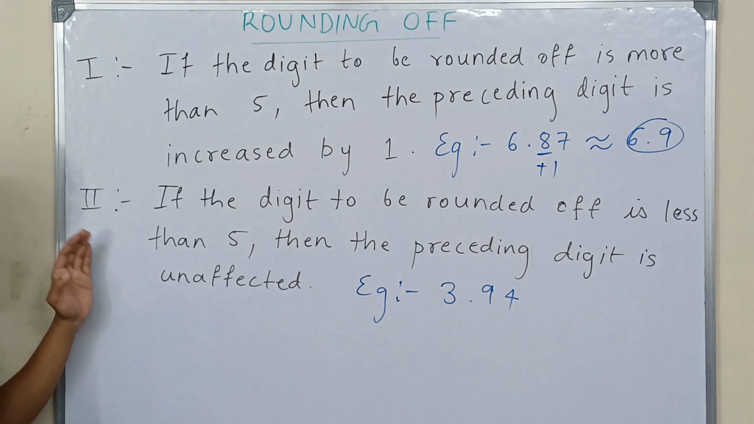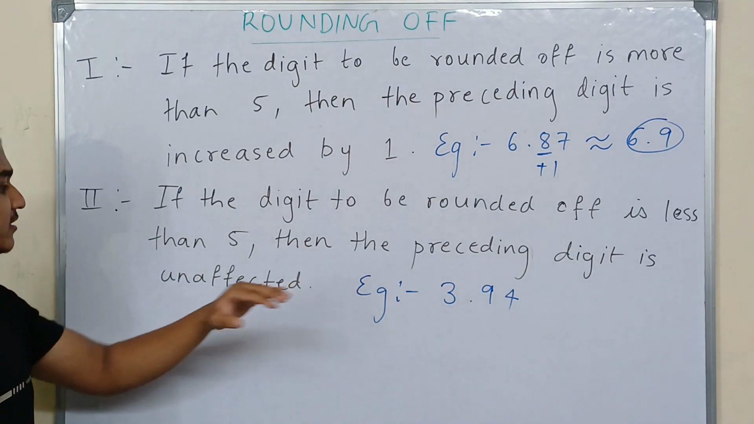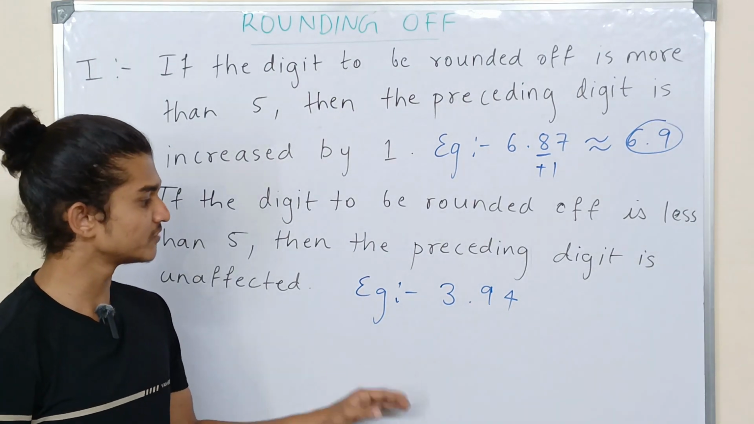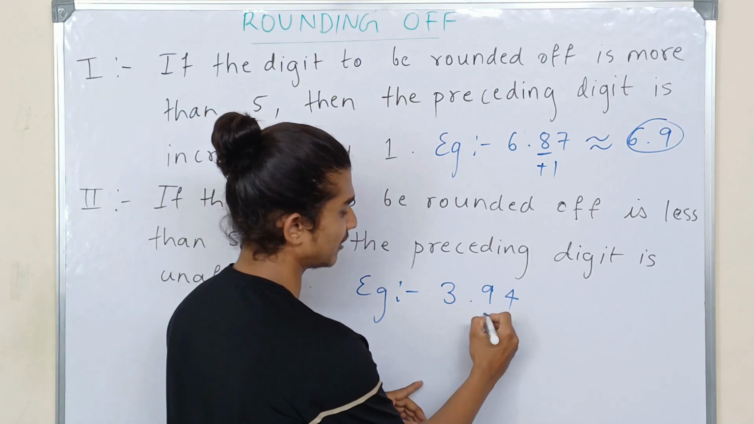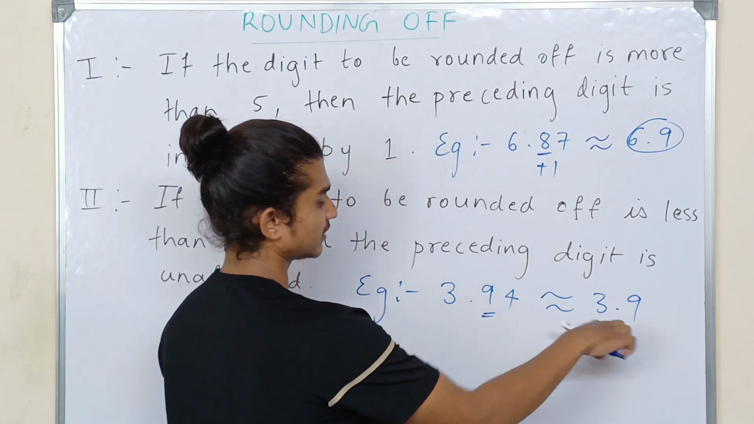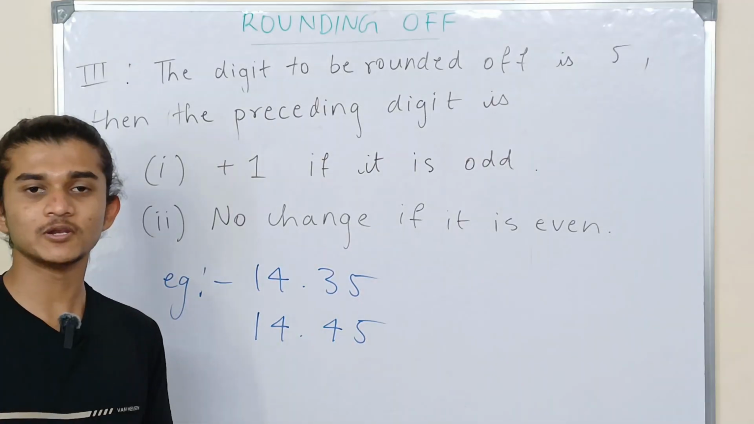So the second rule is, if the digit to be rounded off is less than 5, then the preceding digit is unaffected. So I think this rule is also very familiar. So if you have a number which is less than 5, then the preceding numbers will be unaffected. So I would round this off into an unaffected number. So this is the rounded form of this particular number. Okay, now let us see the last rule.